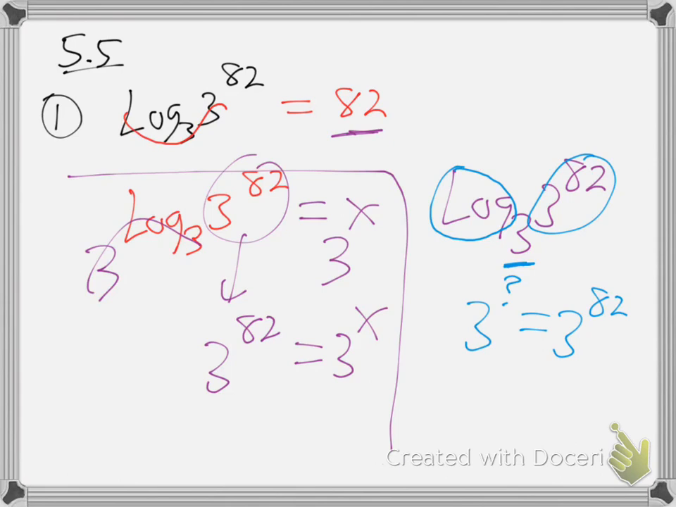I'm just showing you all different ways. But the simplest way is just to say, when the base of the log and the base of the power match, they just cancel, for all those other reasons we just went over. Okay.